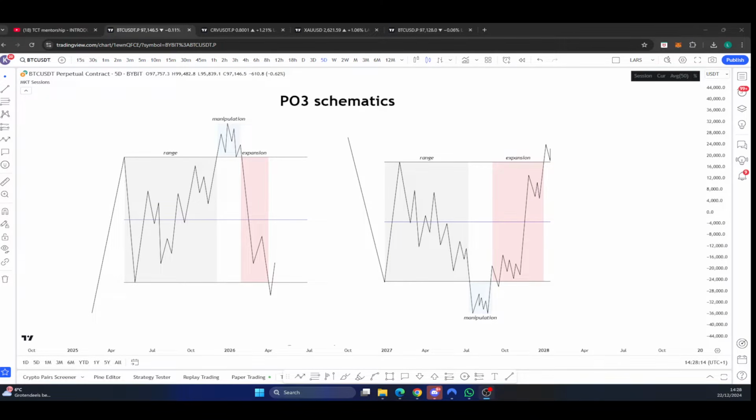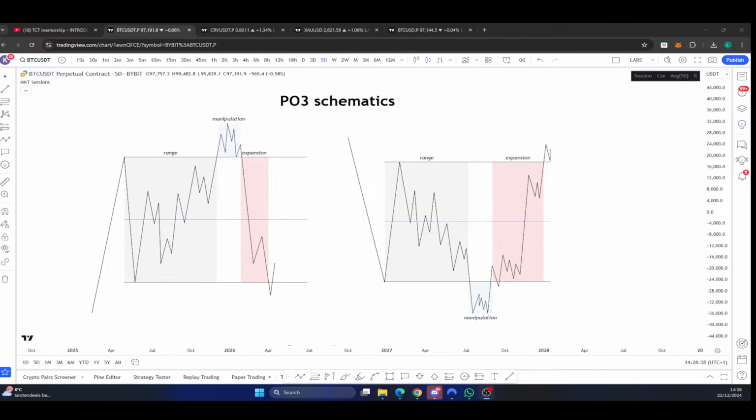So before I dive into the PO3 schematics, I want to clarify that this is not something that I have created. It's already a well-known smart money concept schematic out there. I do just have my own unique rules in order to validate a PO3 schematic that I will be sharing with you guys here today.